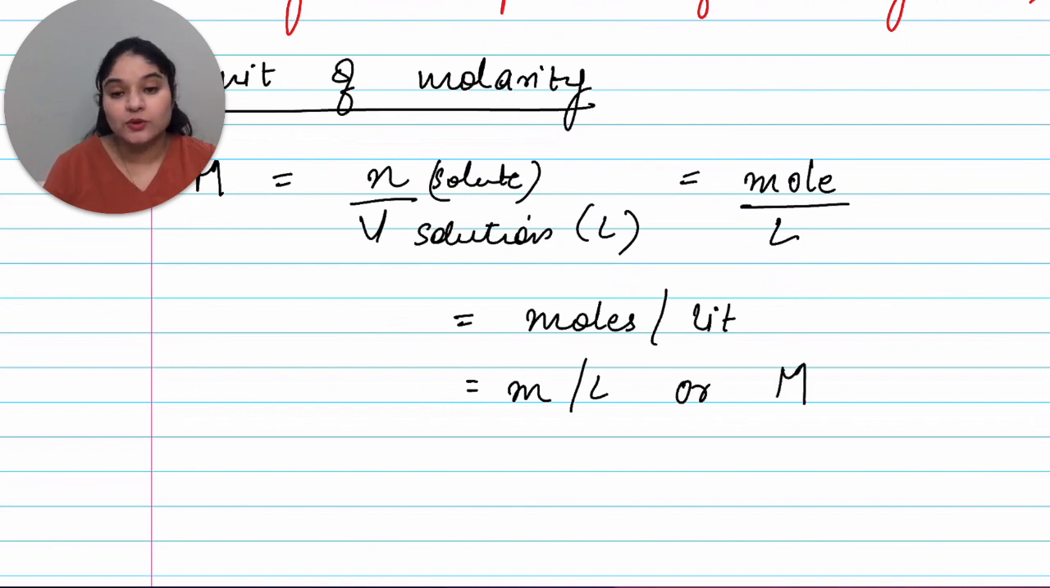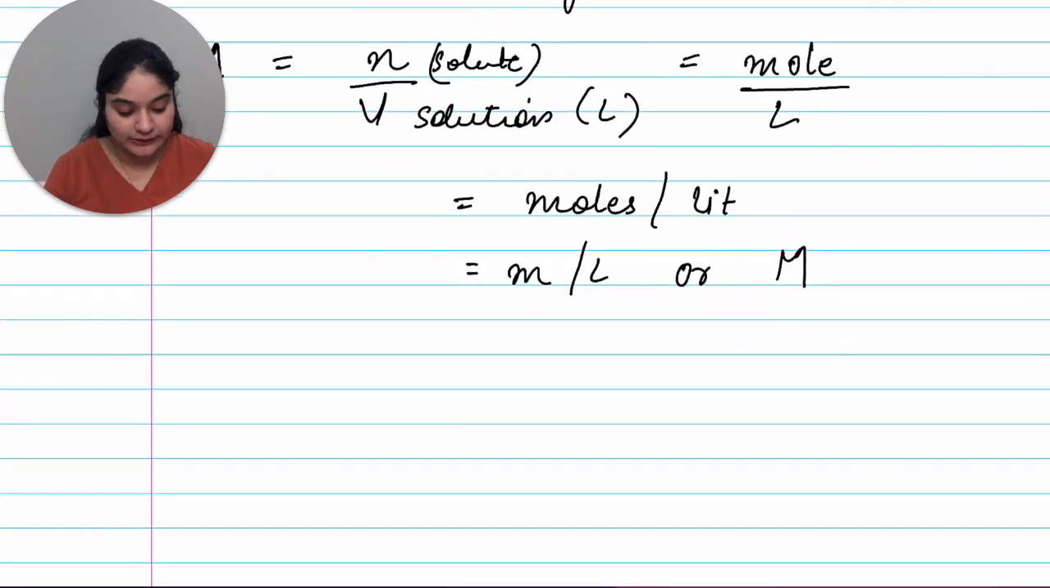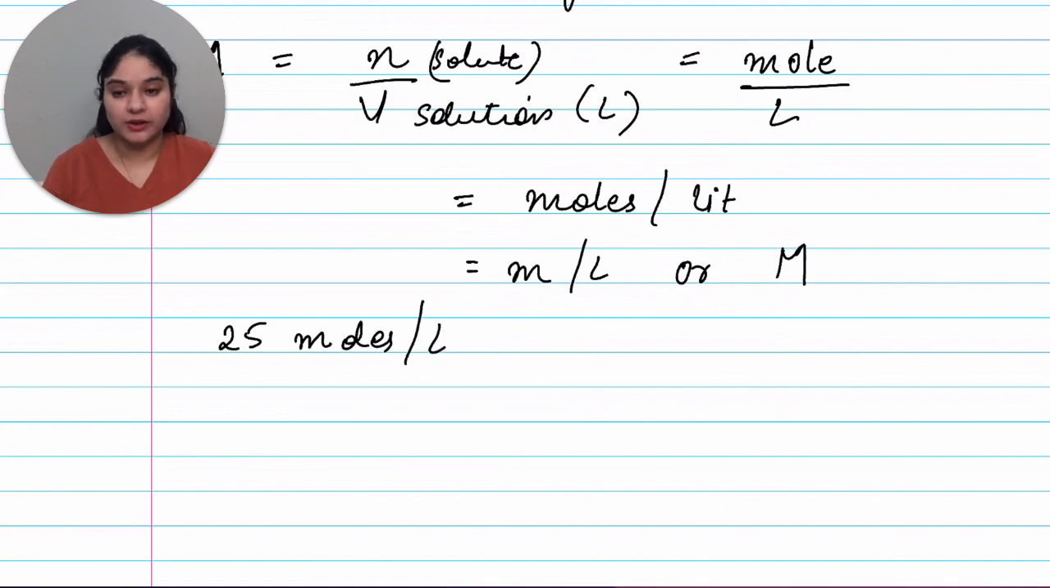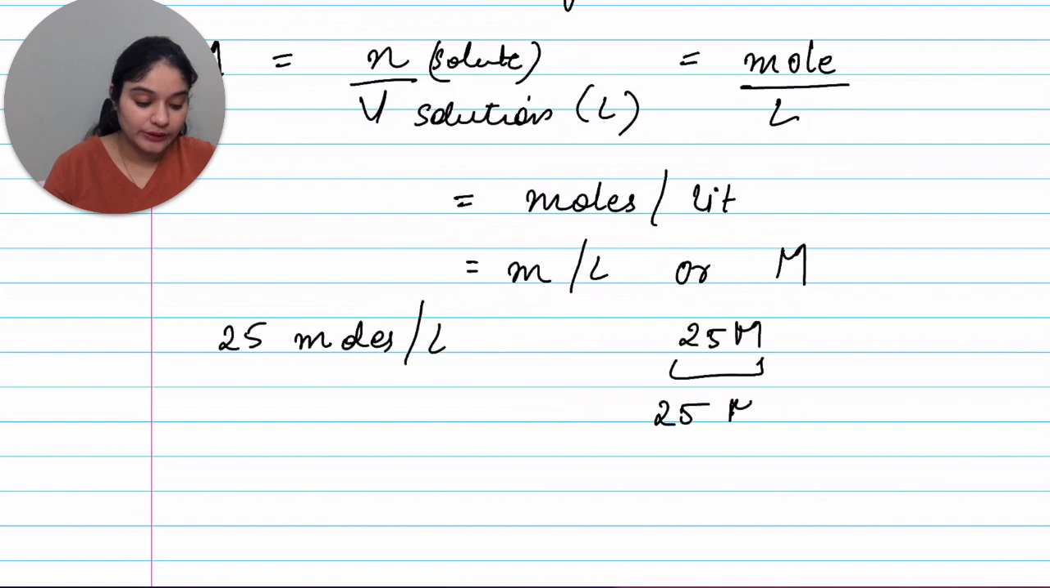If you have capital M only written, so let's see. If I say that my molarity is 25 and I'm saying it is moles per liter, this is how you will read it: the molarity is 25 moles per liter. If I write 25 M, how will you read that? You will read it as 25 molar. Okay, students, I hope it makes sense.